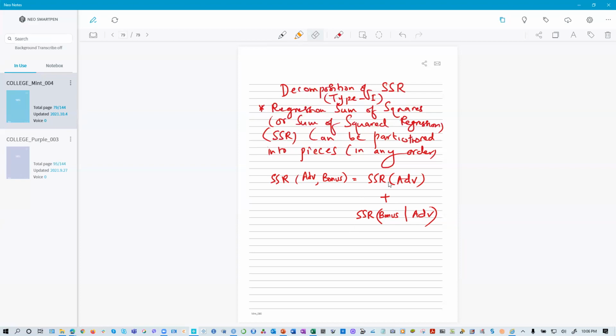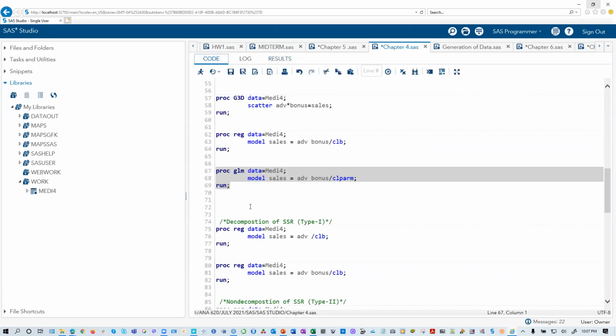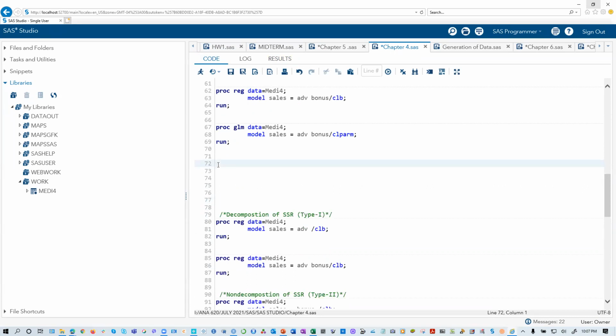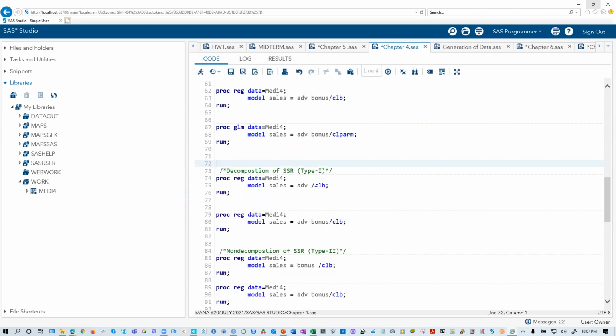But now the question is, what does this mean? It is nothing but this: when you run the regression with the aid of advertising only, you get the sum of squared regression. I can write the code here, but I'm going to start writing in order to support that. Advertising only; second one, advertising and bonus. I'm going to come to that one later.